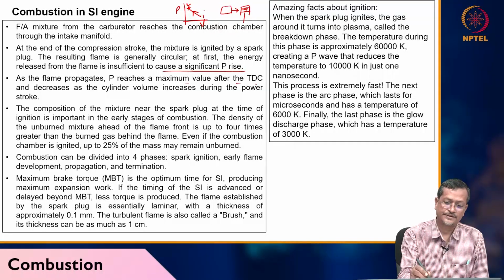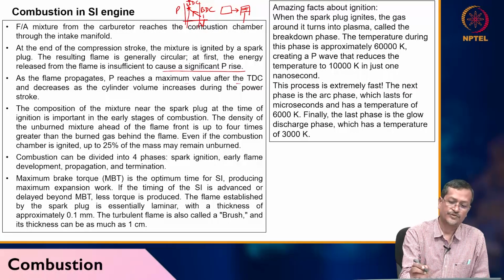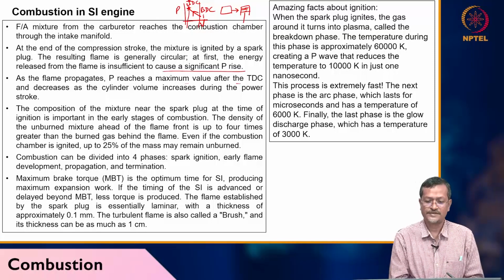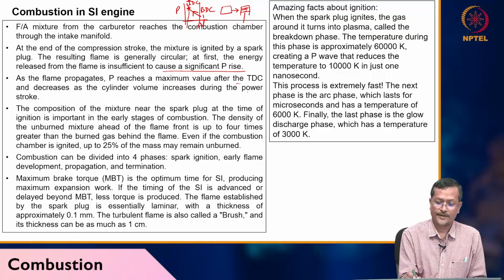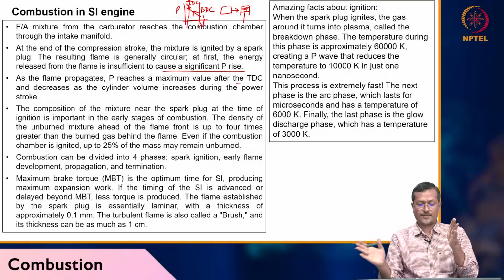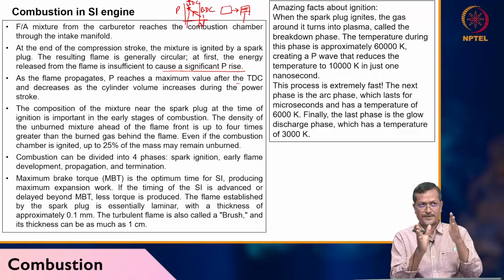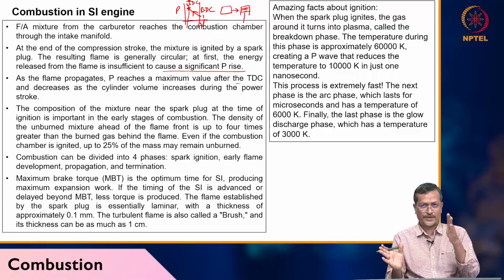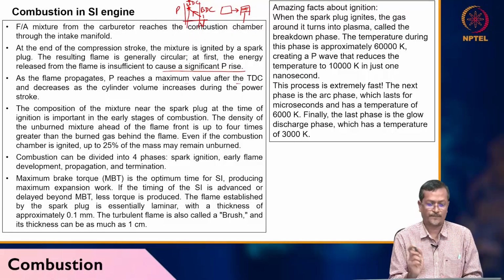This is BDC, this is TDC. So point 2 is TDC, point 1 is BDC. The maximum value occurs after the TDC, and pressure decreases as the cylinder volume increases during the power stroke. Again, it will be decreasing when the power stroke starts. Power stroke means that the gas will be expanding and the piston moving backward towards BDC. When it is going to BDC, the volume increases, so the pressure will go down.